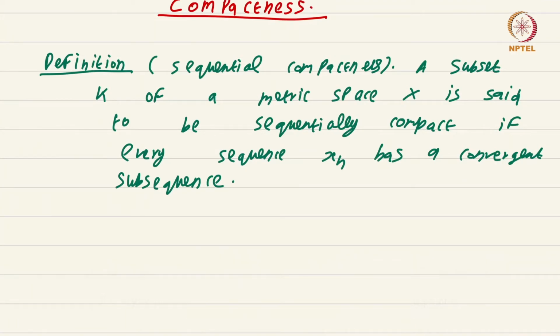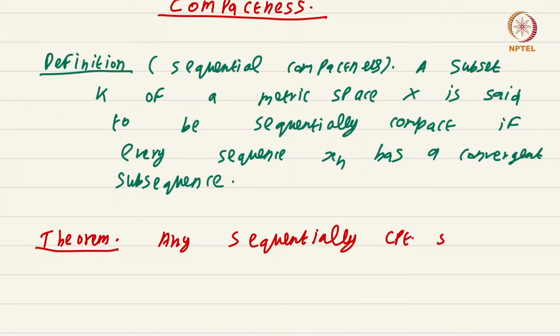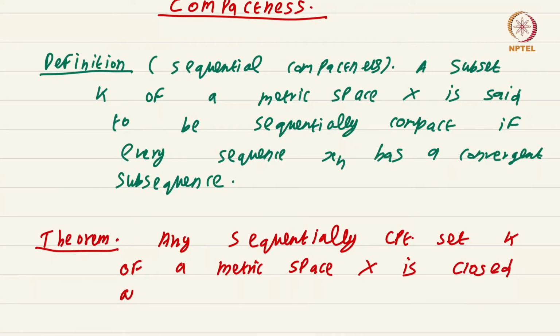So immediately we are going to prove a theorem which is sort of one direction of the Heine-Borel theorem, which is true. The other direction, which is famous, is not true. You need to add some more conditions to make the other direction true. So this says the following: any sequentially compact set K of a metric space X is closed and bounded.